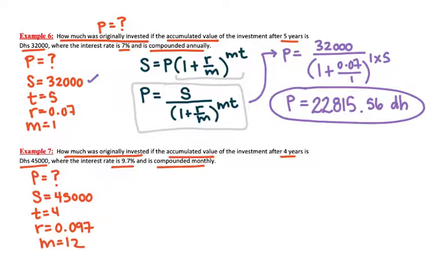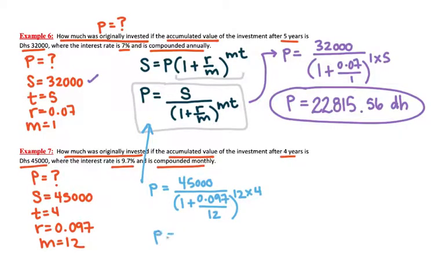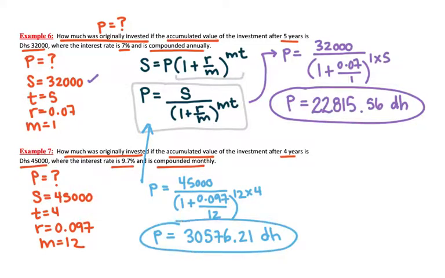So again, I'm going to use this equation for P, and I'll say P equals 45,000 divided by 1 plus 0.097 over 12 raised to the power 12 times 4. We'll plug that in our calculator and see what we get. And we get a value of 30,576.21. And the units, again, in this case, are dirhams.